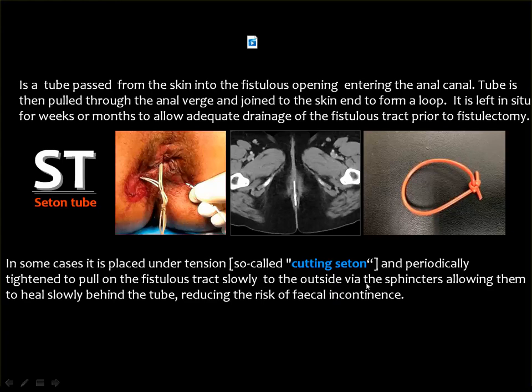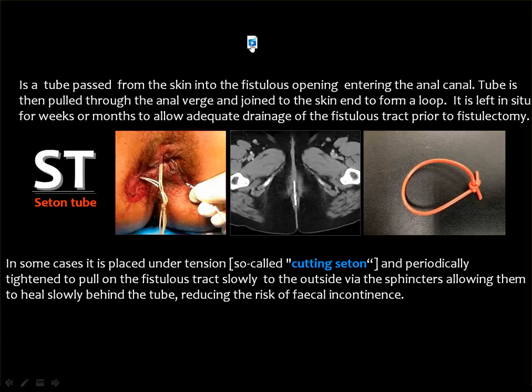You mean if you tighten the tube, you pull the tube towards the outside, and its original place will heal by granulation tissue. Then the next time you tighten it more, and you pull the tube slightly further to the outside, and its original place will heal by granulation tissue. And this will slowly direct the fistulous tract to the outside, away from the sphincters, and this will reduce the risk of fecal incontinence if you decide to do some surgery.